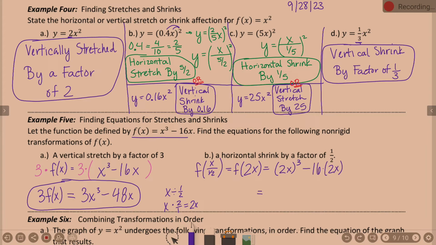What do you know about 2x raised to the power of 3? Not 2x to the third. The 2 is in the parentheses, so it's 8x to the third, because 2 times 2 is 4, times 2 is 8. Minus 16 times 2x is 32x.